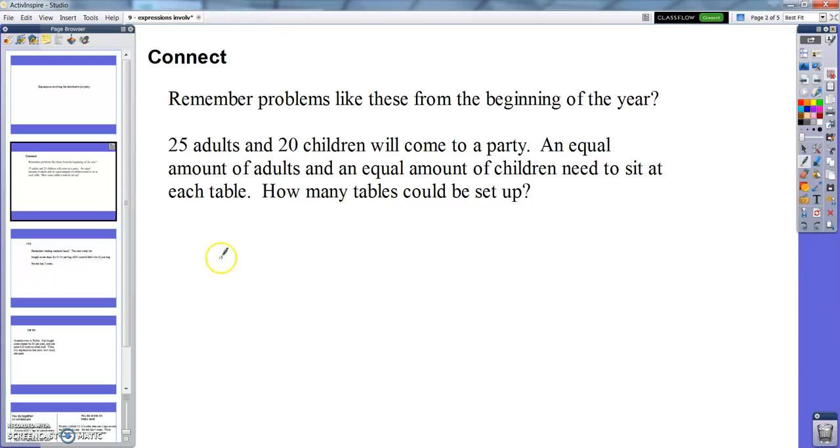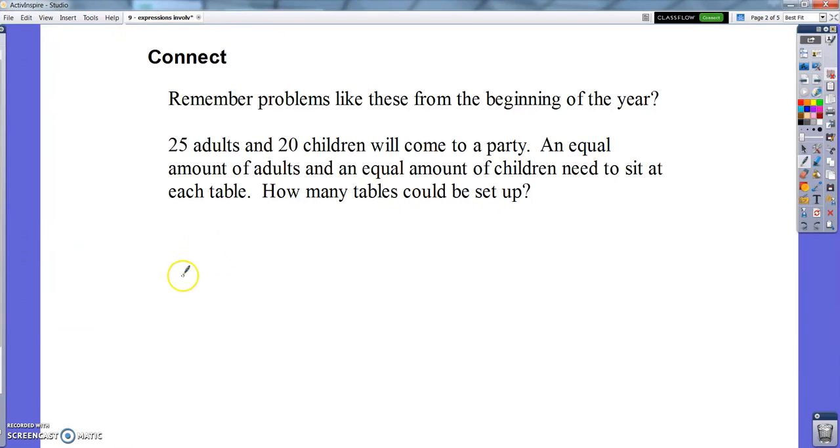Alright, so speaking of the beginning of the year, way back, like first, second week of school, we worked on some problems like this. 25 adults and 20 children will come to a party. An equal amount of adults and an equal amount of children need to sit at each table. How many tables could be set up? So what we did is we said, okay, well, there's going to be 25 adults and there's 20 children, and we looked for a common factor, right?